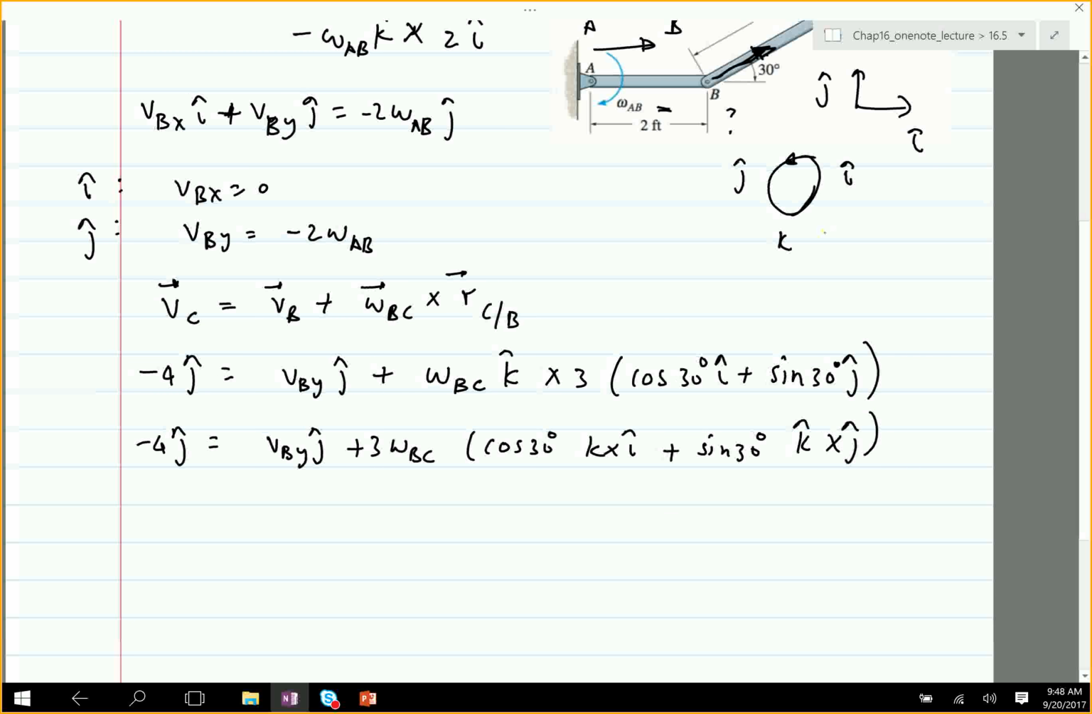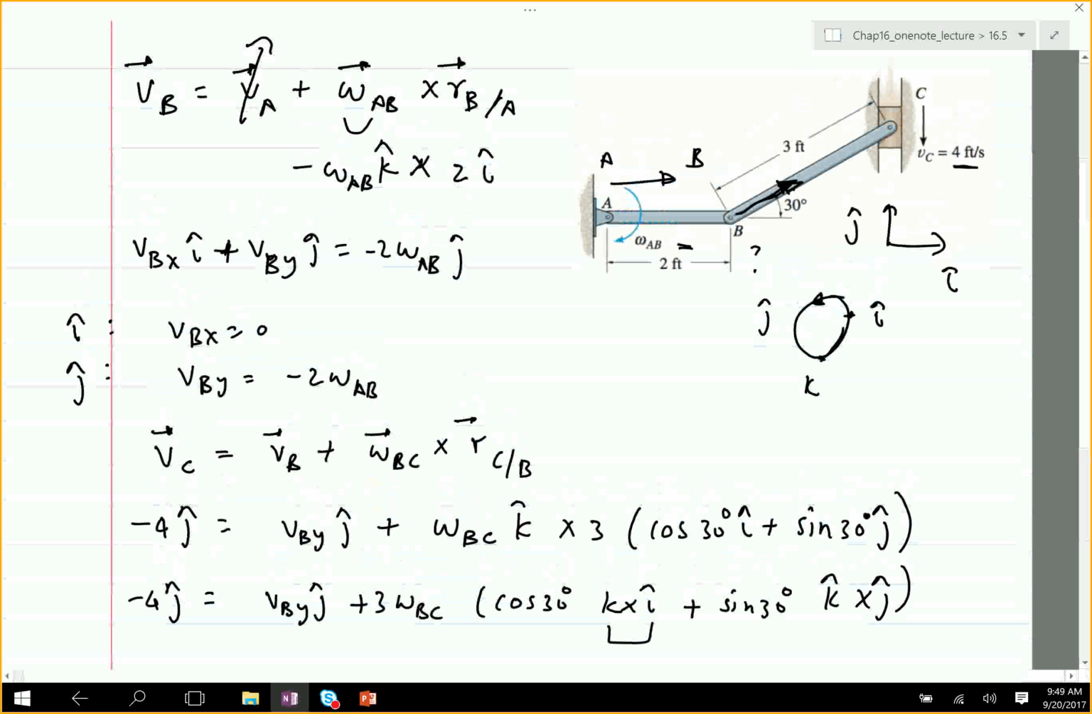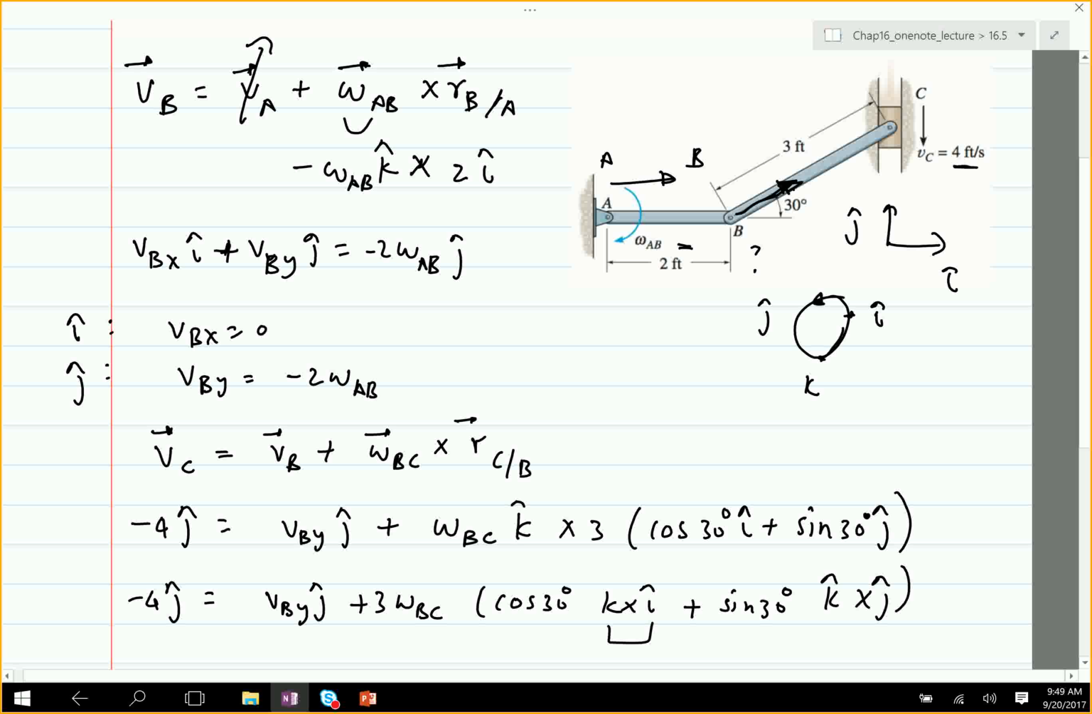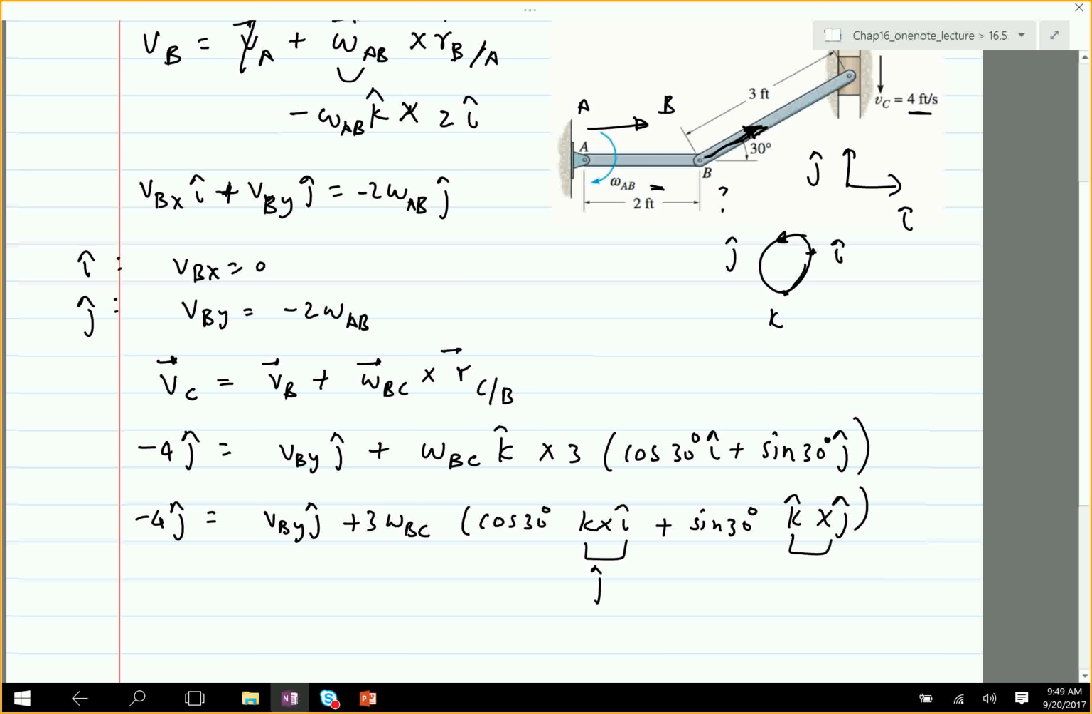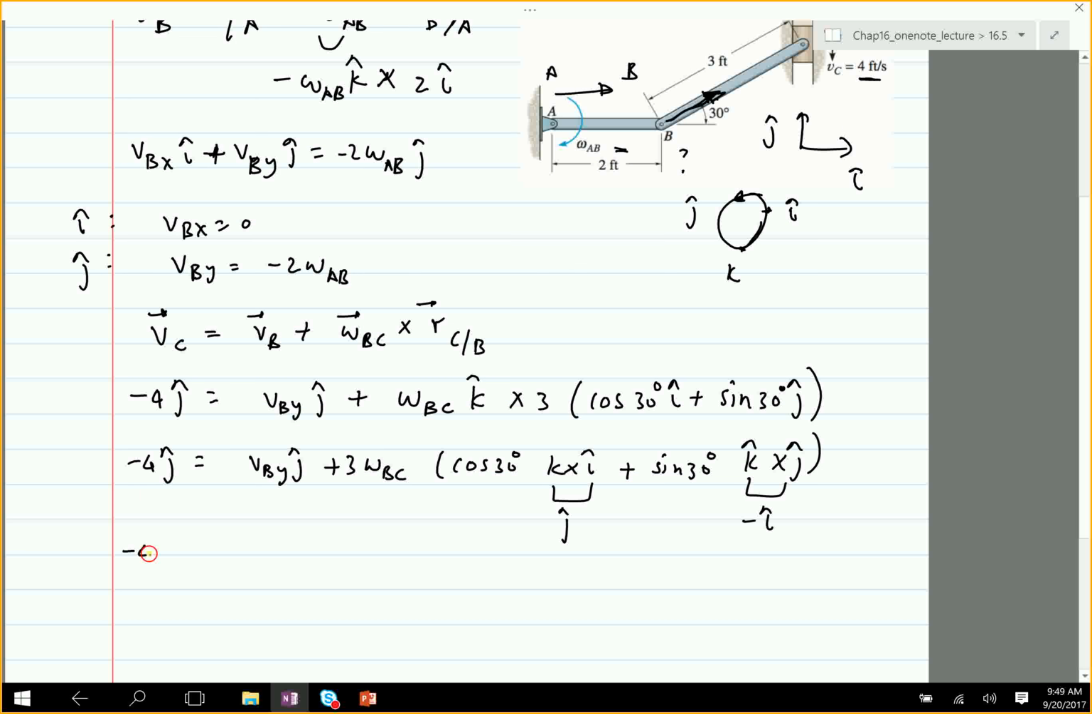Okay, so I can use the same logic here. K cross I, when I go from K to I, I get positive J. And then K to J, I have to go clockwise, so it's negative I. So minus 4, oh, I'm past the time.